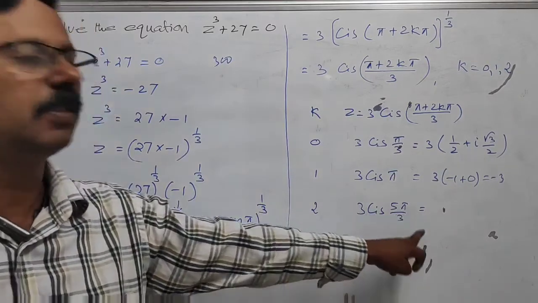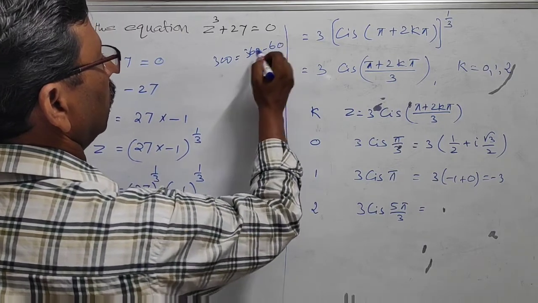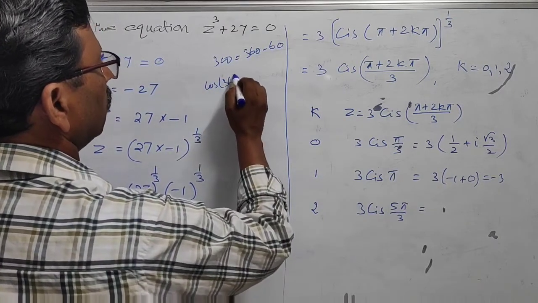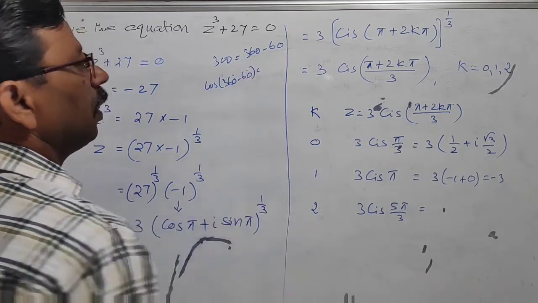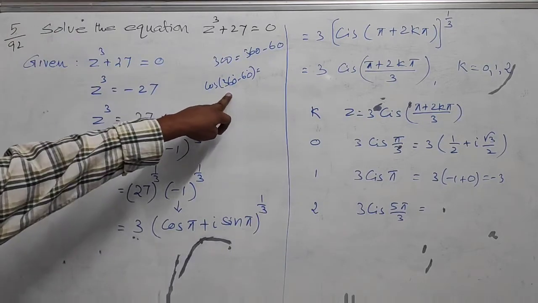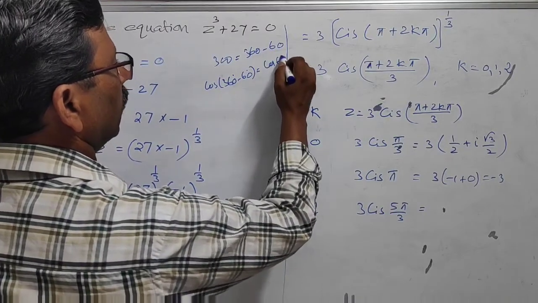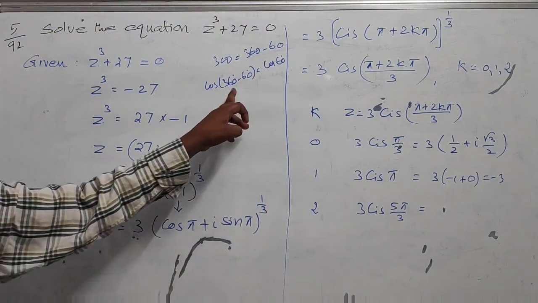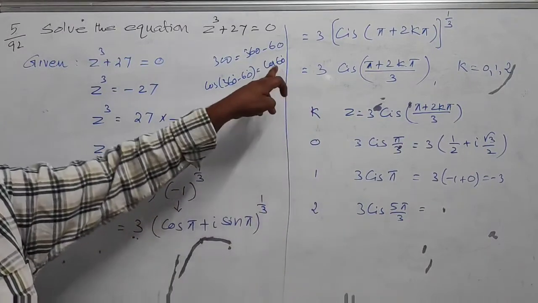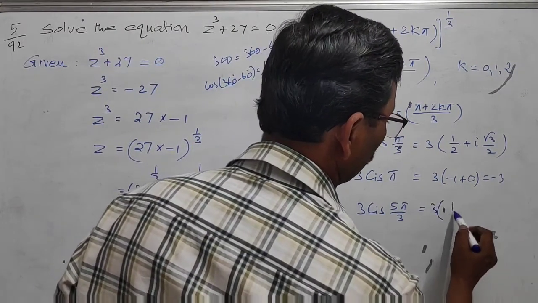Now we have to find cos 300. This 300 can be written as 360 minus 60. Therefore, cos of 360 minus 60 lies in the fourth quadrant. Therefore, you get cos 60 degrees, because in the fourth quadrant cos is positive. The cos 60 value is again 1 by 2. So 3 into 1 by 2.